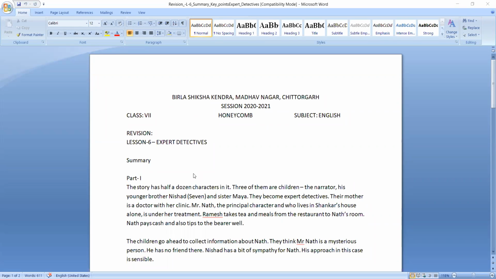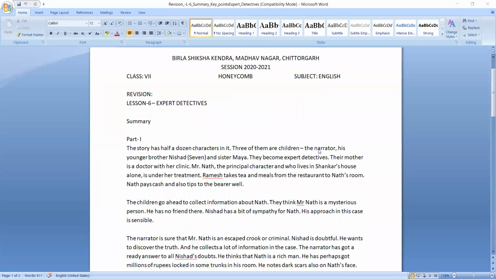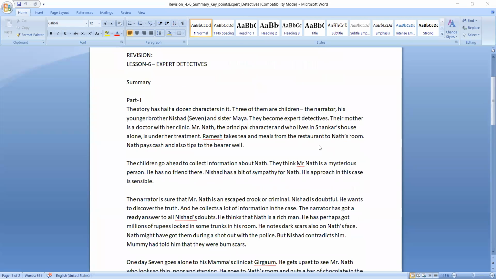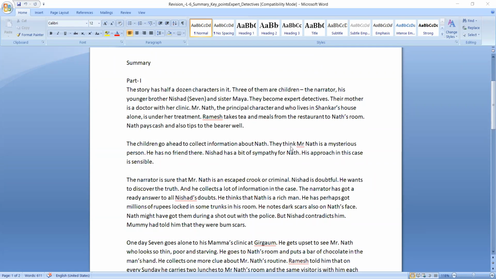In this story, the narrator, the author, is trying to... this story is all about some children. Actually, half a dozen characters are there. 3 of them are children: the narrator, his younger brother Nishad, whose other name is Seven, and sister Maya. They become expert detectives. Their mother is a doctor with her clinic.